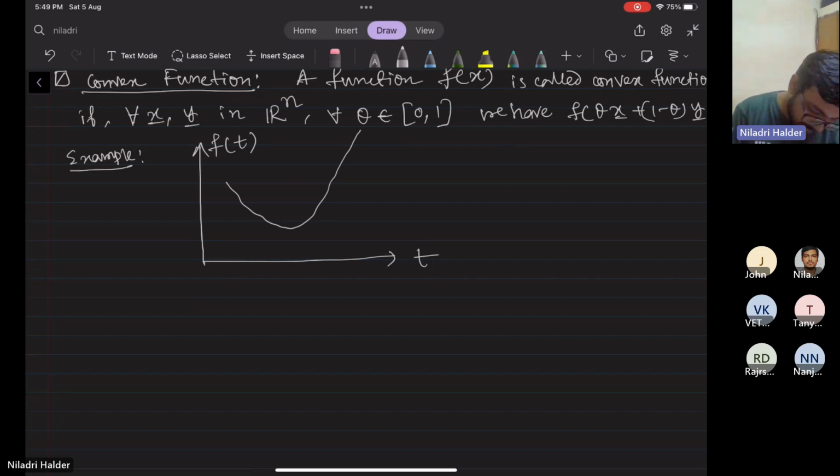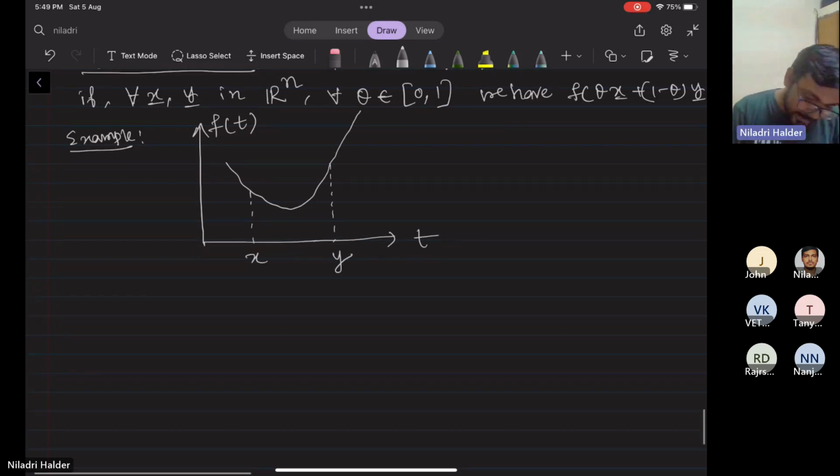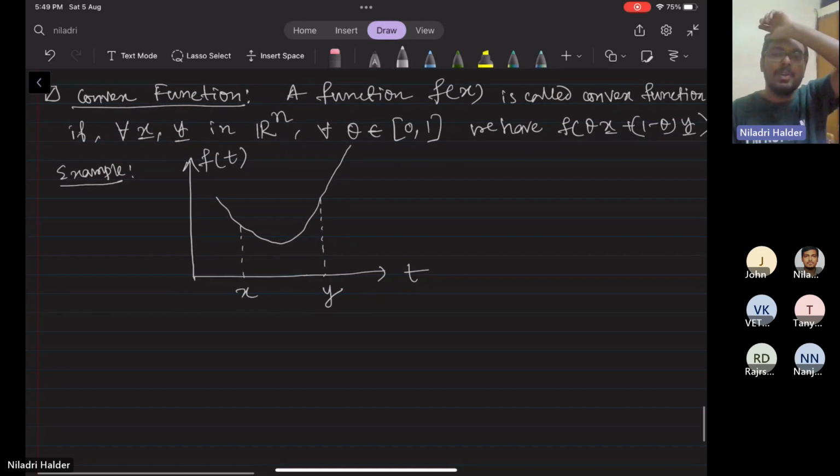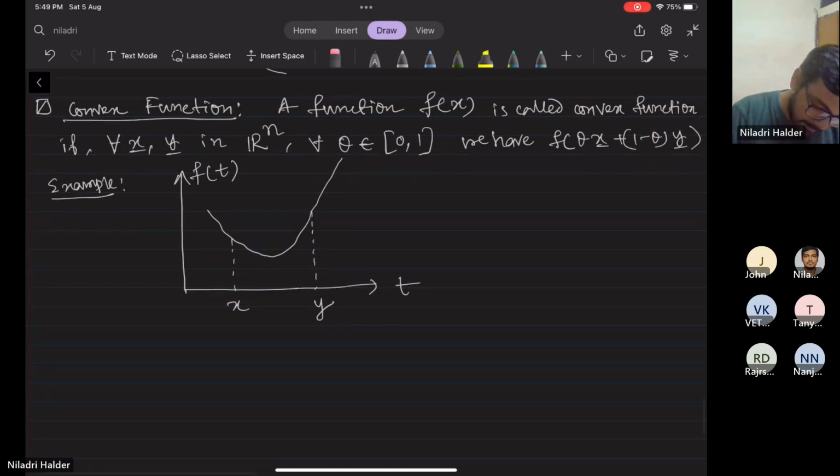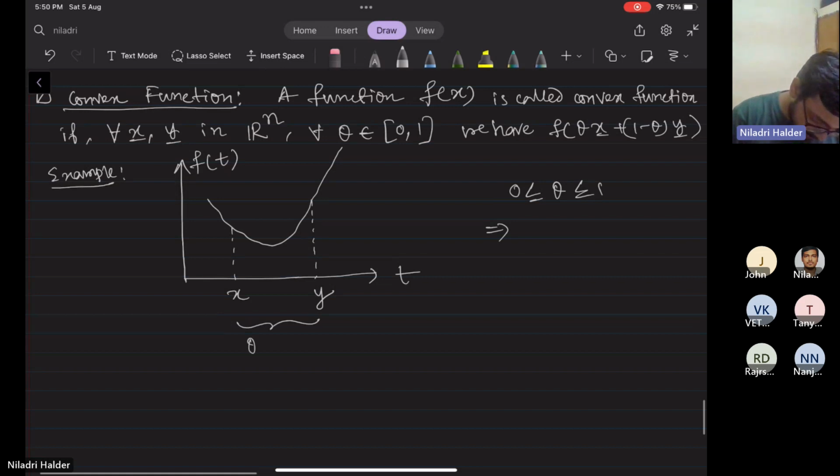Okay, so this is a function f of t, and this is the x, this is y. So theta belongs to 0 comma 1, that means 0 less than or equal to theta less than or equal to 1. So theta will fall in the interval 0 to 1. And so then theta x plus 1 minus theta y will fall in this region.